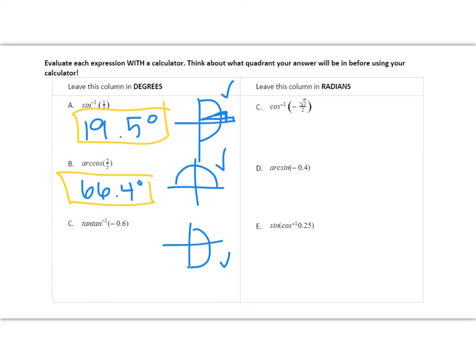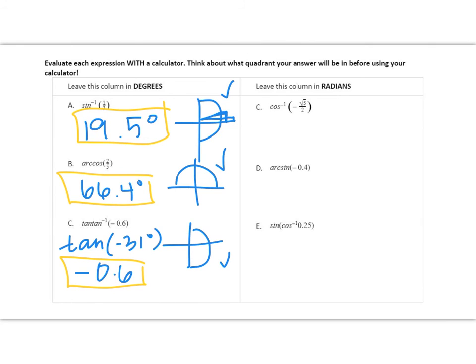So if I type in tangent inverse of -0.6, I get about -31 degrees. So I know I'm thinking about it the right way. Then I need to take tangent of the -31 degrees, and I get -0.6. So this is a case where the tangent and the tangent inverse just kind of cancel each other out, and we got back to our starting point. Like I said, sometimes that doesn't happen when we restrict the domains, but sometimes it does, and in this case it did.